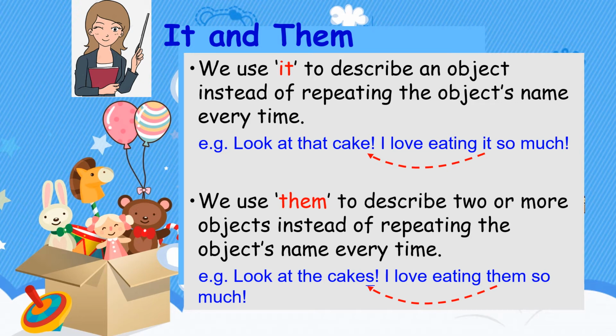For example, look at that cake. I love eating it so much. Instead of repeating that cake, we use it to replace it. The word it in the second sentence refers to that cake in the first sentence.